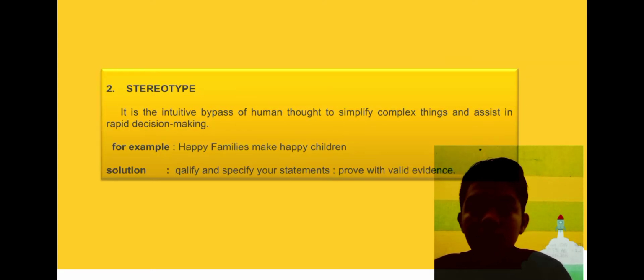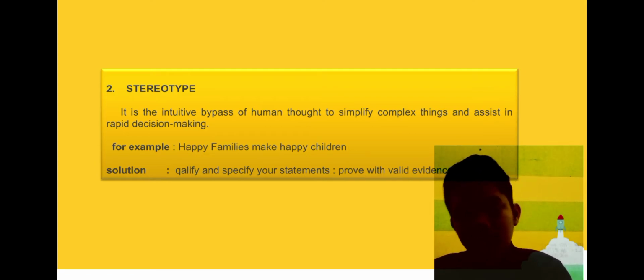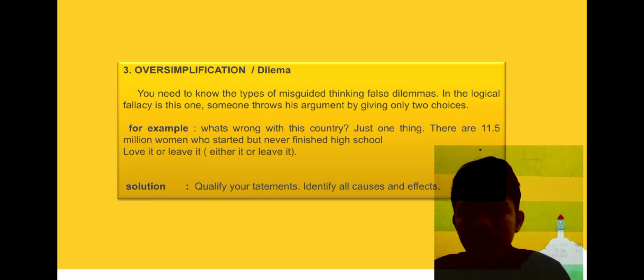Number 2, stereotype. It is intuitive to human thought to simplify complex things and assist in rapid decision making. For example, happy families make happy children. Solution: qualify and specify your statement. Prove it with valid evidence.